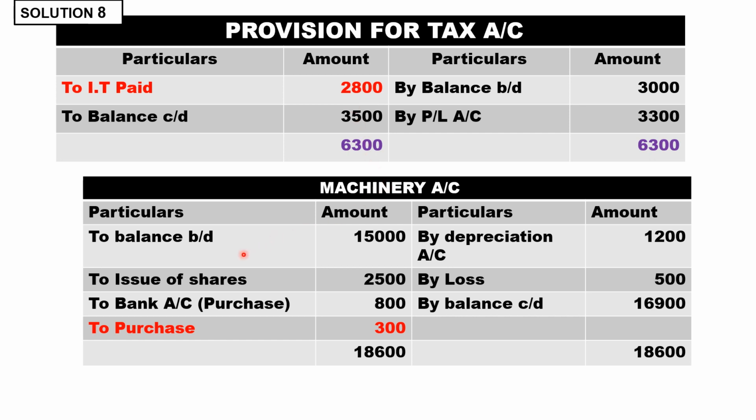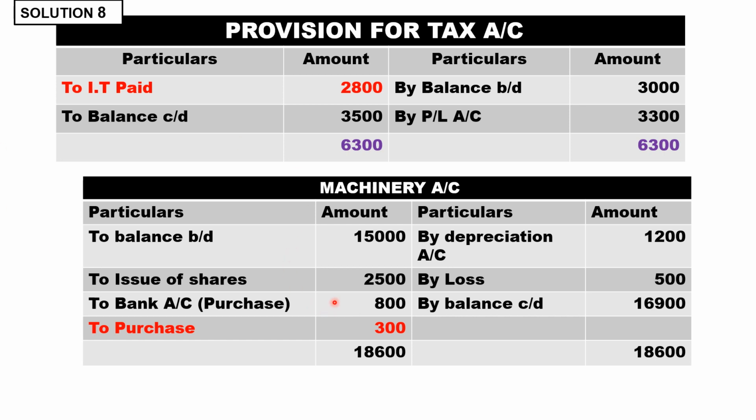Machinery is an asset, so you write to balance brought down. Then machinery is purchased through issue of share, and another machinery is purchased for 800 given in the adjustment. Then in the adjustment they have given depreciation on machinery 1,200. Then we have a loss on sale of machinery 500. That means it's called scrap. Then closing balance of machinery. Credit side total is more. So the debit side difference in figure, 300, is called further additional extra purchase of machine.